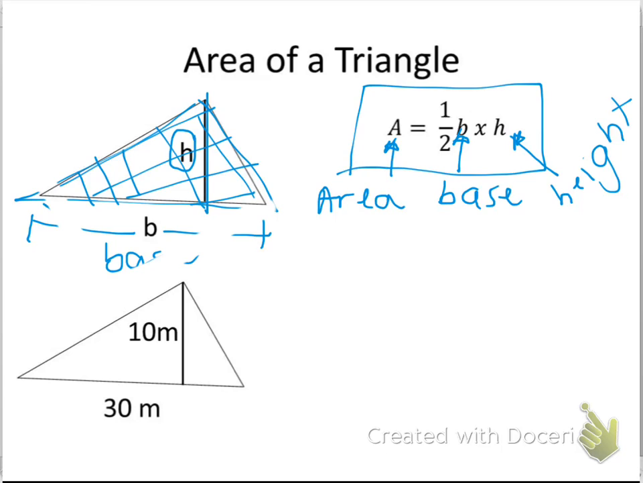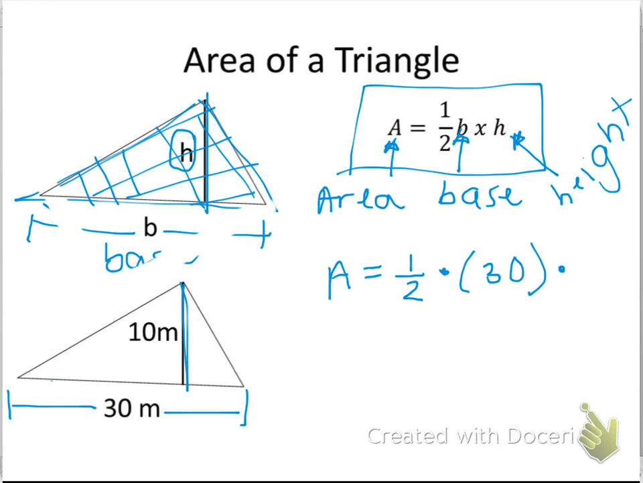Okay, well, how do you use that area? Let's use this formula to find the area of this triangle down here. Again, please write this all down on your sheet. A is equal to 1/2 times the base. B stands for the base, which is the distance across the bottom. In this situation, my base is 30 meters. So I'm going to put a dot here, times 30, times the height, which in this situation is 10.